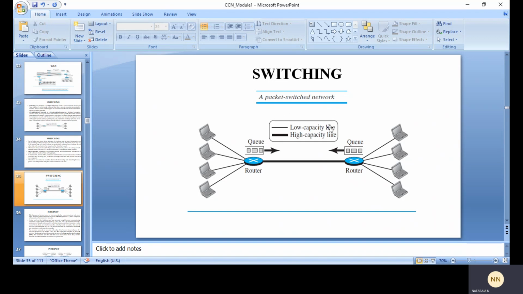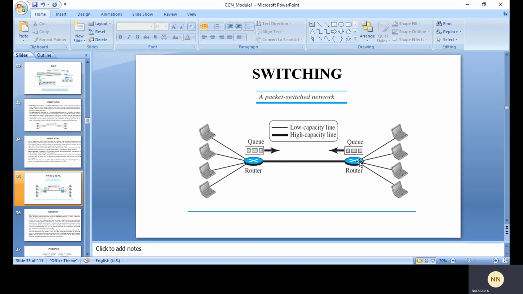Here also we have a low capacity line and a high capacity line. These will be routers. When we connect with a computer, we use a router. This is router 1, this is router 2. There will be a queue. For example, if all the systems send at a time, it will be based on the time constant, and the router will pass the packets. If there is a queue, we are always communicating between the sender and the receiver.